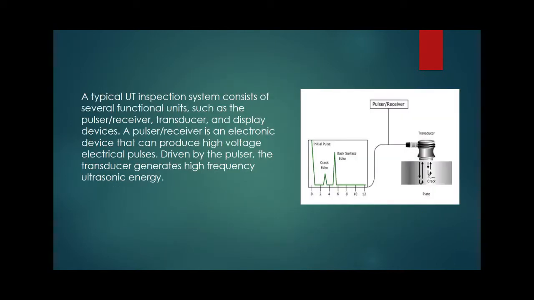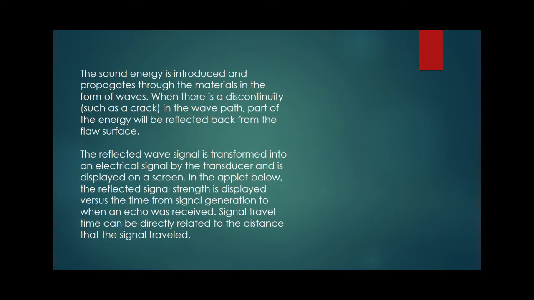Now I'll talk about the functions of the UT inspection system. It typically consists of three things: the pulsar receiver, transducer, and lastly the display device. A pulsar receiver is an electronic device that can produce high voltage electrical pulses. The transducer generates high frequency sound, as shown in this picture, which goes through the material in the form of waves. When there is a crack in the wave path, a part of the energy will be reflected back from the flaw surface. Then the wave signal is transformed into an electrical signal by the transducer and is shown on the screen.